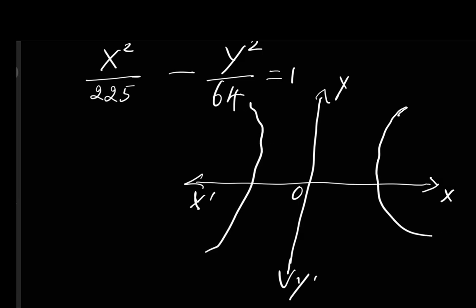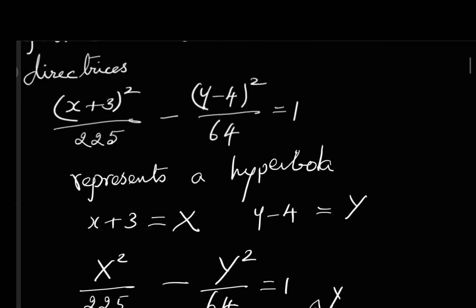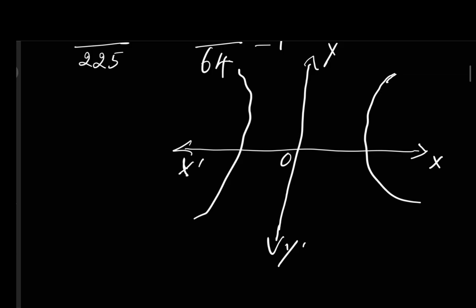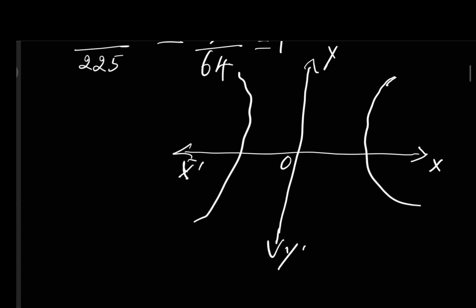See, the equation is x² by 225 minus y² by 64, so its transverse axis is along the x-axis. Here the origin is 0. But when you take the small x, you will get the hyperbola whose transverse axis is parallel to the x-axis, in terms of small x and small y. So this is the transverse axis, and this is the conjugate axis. The term starts from the x term, which means the transverse axis is along the x-axis.